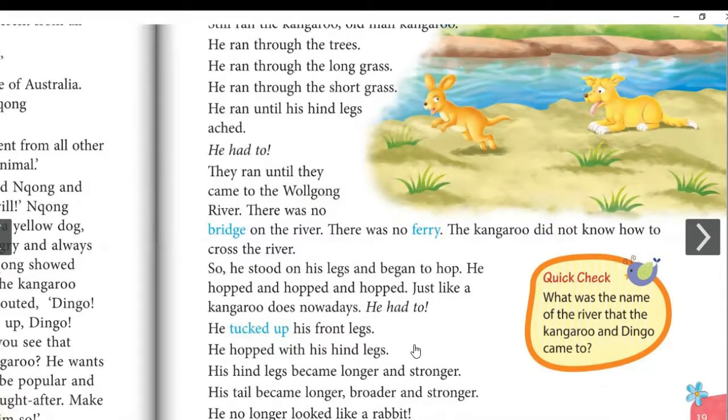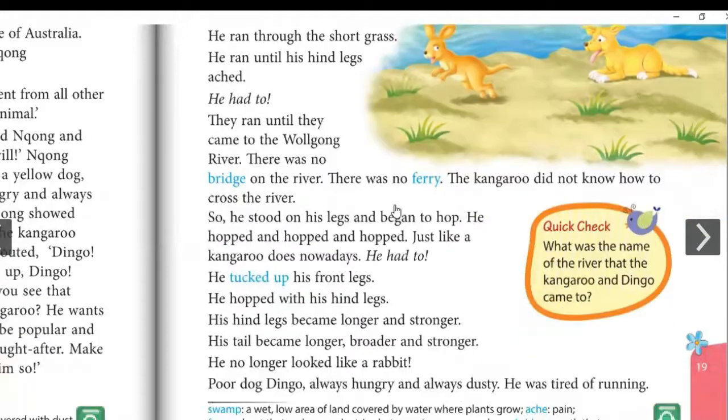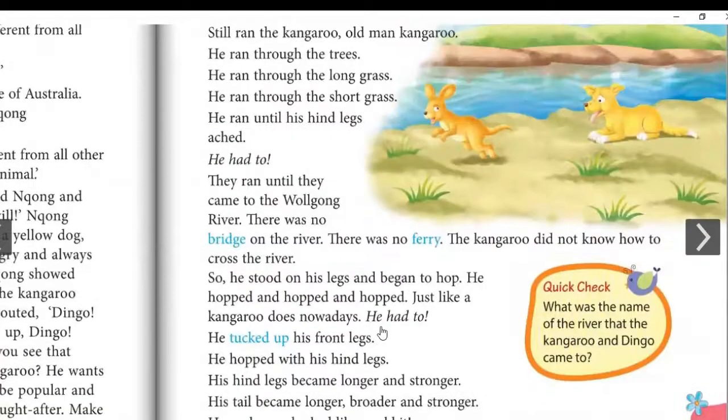Yes, have you all seen a bridge? A path from one end of the river to the other end of the river. Isn't it? That is a bridge. There was no ferry also. Ferry means a boat which takes regular trips on the river, no? So that is a ferry.